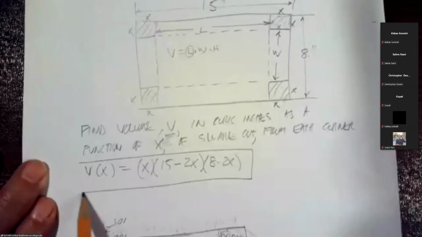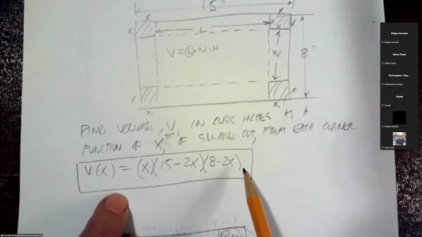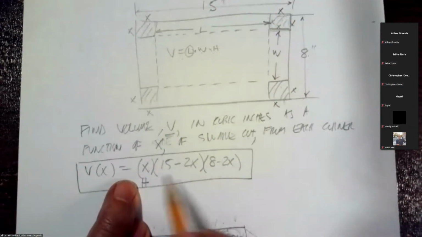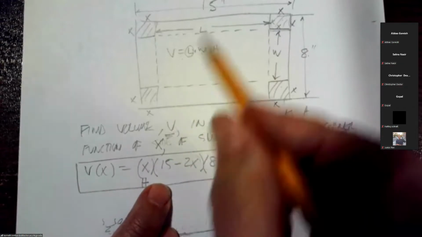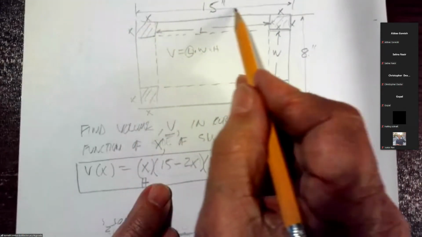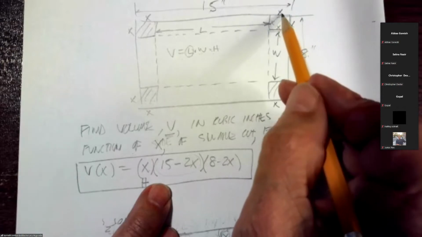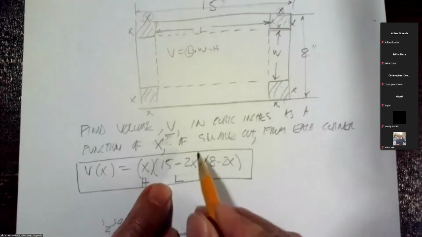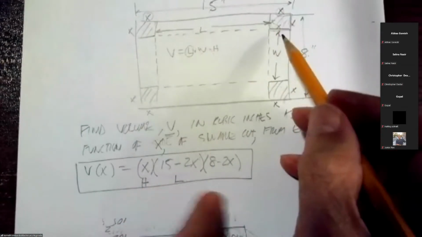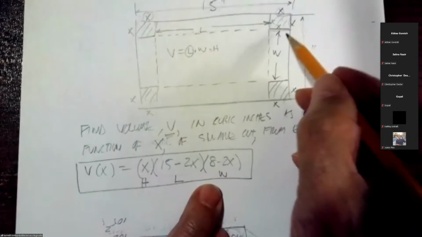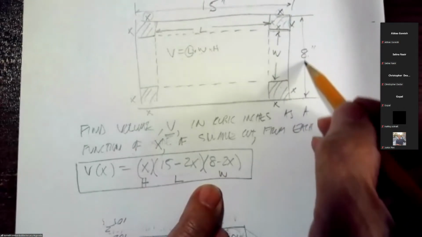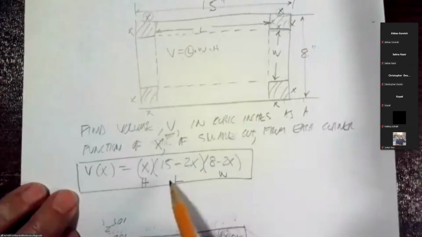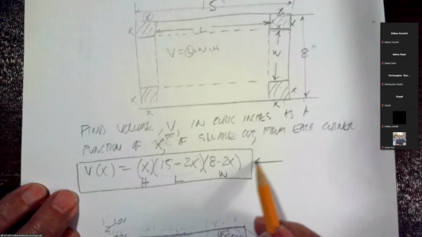Okay, so let's see if we can figure this out. X, which is the height. So we're going to say that's the height. And 15 minus 2x. So here's 15. That's the length minus this x minus this x. So we're going to call that the length value here. And then the width, this value here, is going to be 8 minus 2x. So did everybody agree that that looks like it would work?